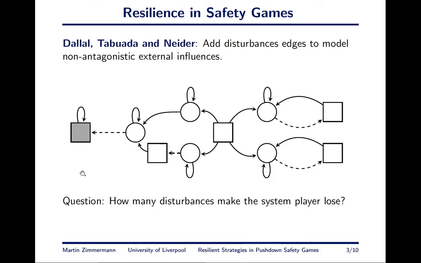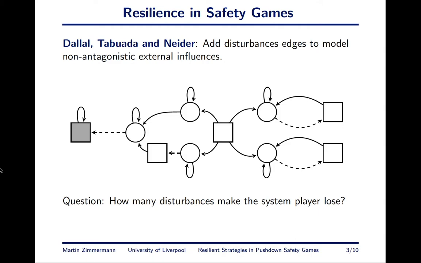data. So what you can do is you can just add these disturbance edges here and say, okay, it might happen that the action that player 0 picks here, so taking the self loop, is not executed, and instead this disturbance happens and we go to the other state here. And now the question we are interested in is how many disturbances make the system player lose.